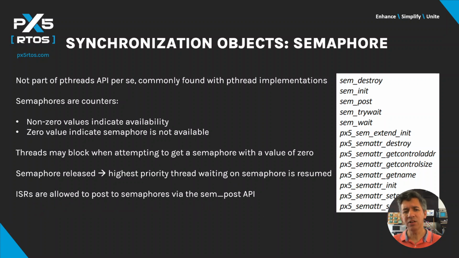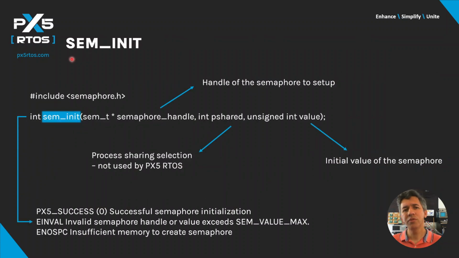There are plenty of semaphore APIs, so make sure to check the PX5 RTOS user guide to get the full list. So before we can use a semaphore, we first need to initialize it. We do that by calling the SemInit API, passing the handle of the semaphore to set up. Also, the process sharing selection, which is not used by PX5 RTOS, and then the initial value of the semaphore. It can be 0 if you want. And then we check the return for errors.